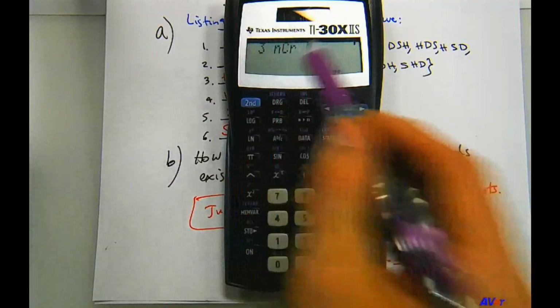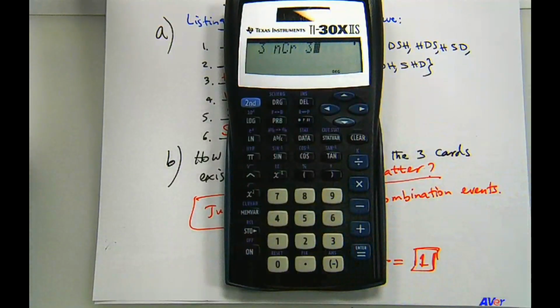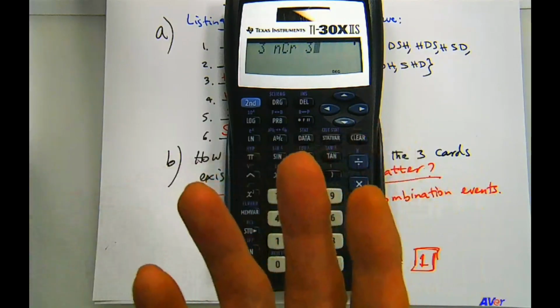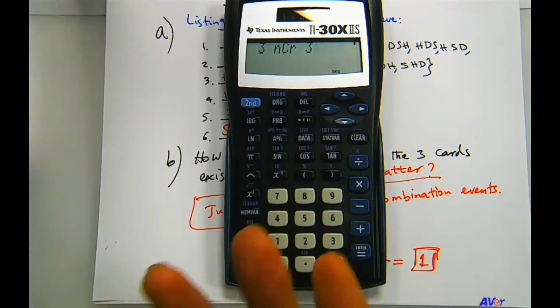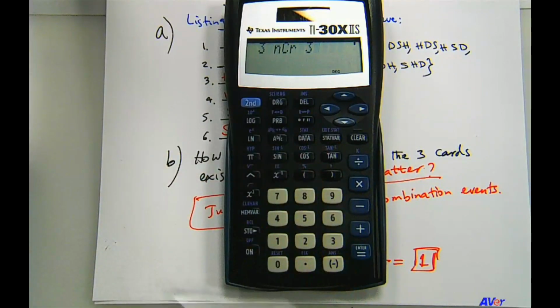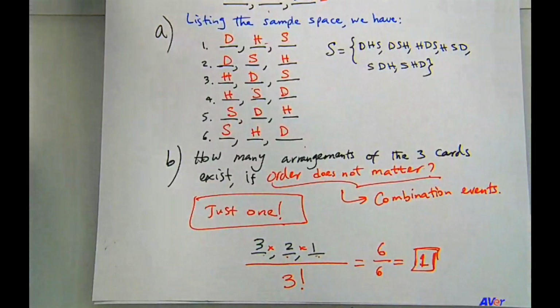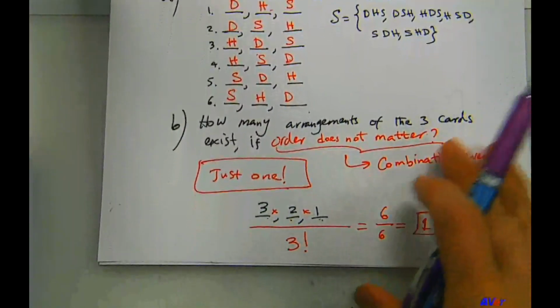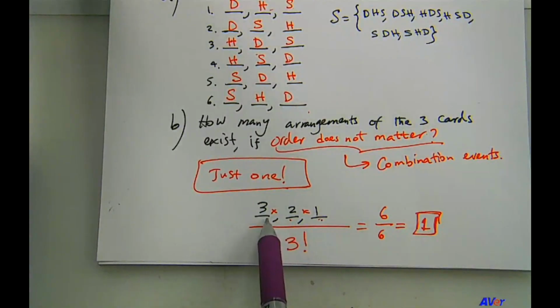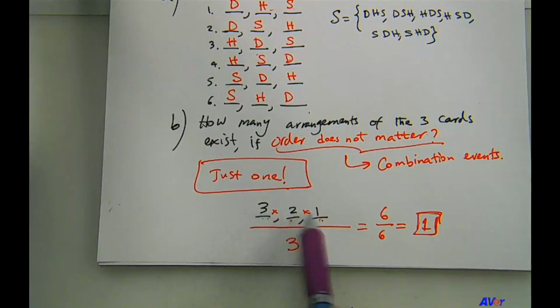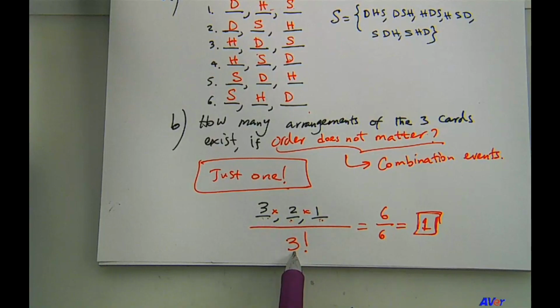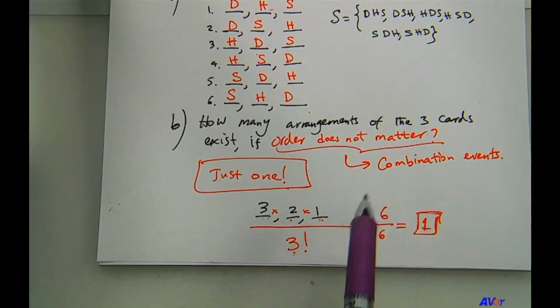So 3 combination 3, right? In how many ways we have 3 objects, or cards in this case, in how many ways can we arrange this such that order does not matter. 1. Okay, which is the result we got. But now you know why we get that 1, because we're dividing by 3 factorial, which is the number of positions we're selecting for, and what this does is get rid of the duplicates in there.